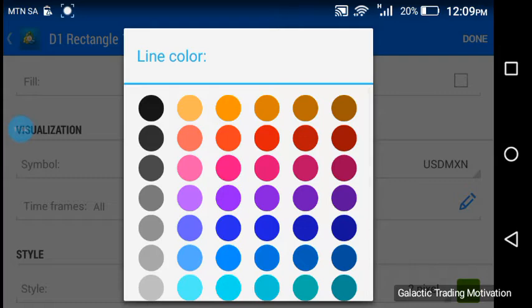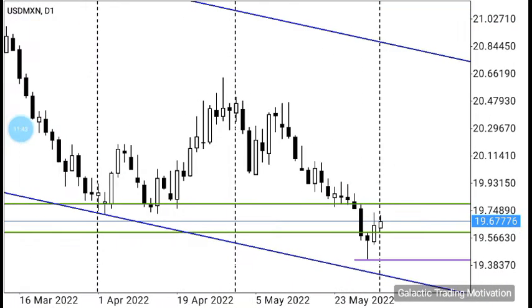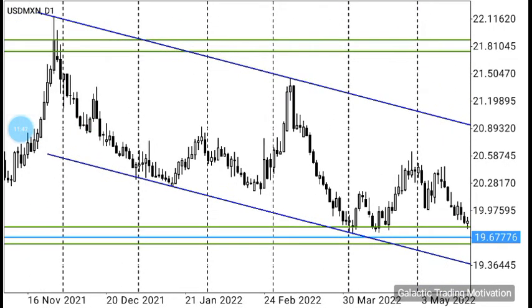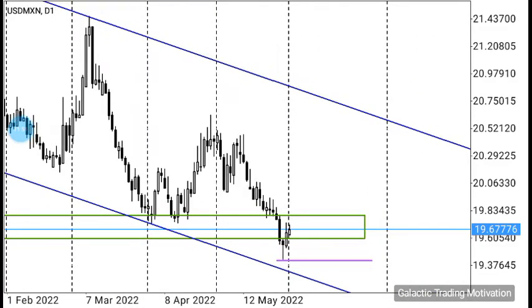I'll just make it a different color. I'll make it a purple. There we go. So what else do we see on this chart that is significant, interesting, or of value? I don't see anything further.